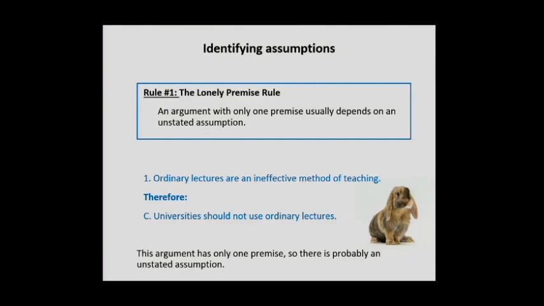This is not a fail-safe method, right? There could be arguments that depend on a single premise where no additional assumption is needed, so this might not be strictly true in all cases. In what cases would that happen? How could you have one premise leading to a conclusion? There's a famous example.